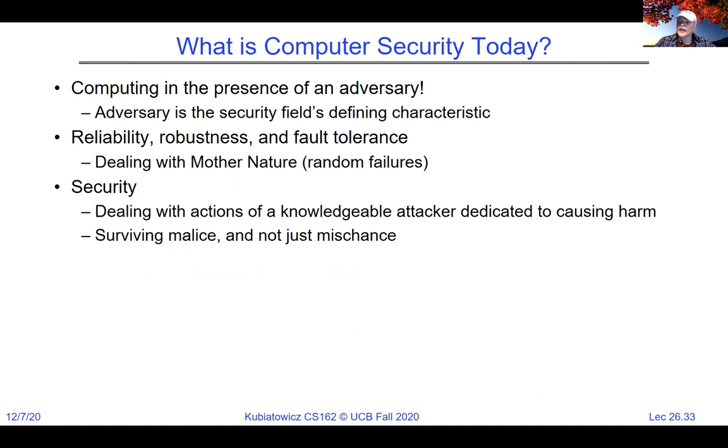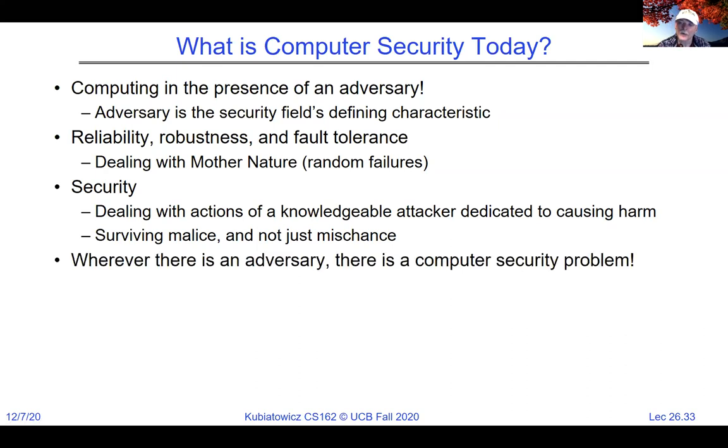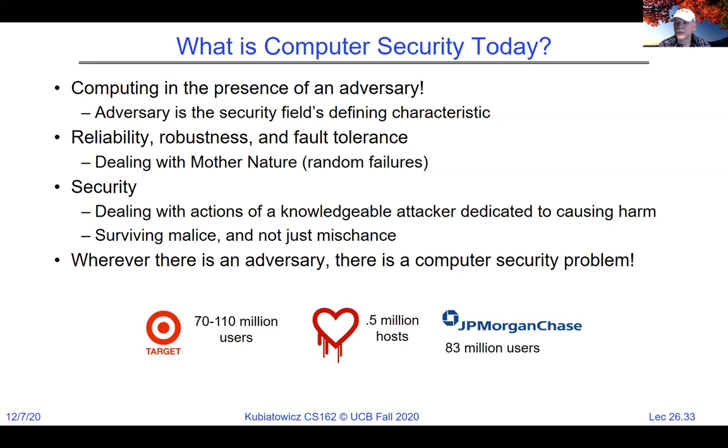Security is kind of dealing with actions of a knowledgeable attacker who's really trying to cause harm, and we want to make sure that they can't really screw us up, okay? And we talked about Byzantine agreement a couple of weeks ago. That's one example of trying to prevent a decision-making process from working. But in general, security is kind of dealing with situations where there's an adversary, there's a security problem, okay?